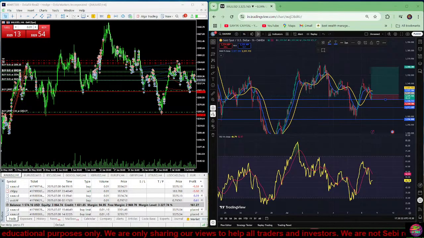Moving on to this section right here, these are the different types of chart ways in which you can read the chart. You can read the chart on bars, candles, hollow candles, volume candles, all different types of candles.